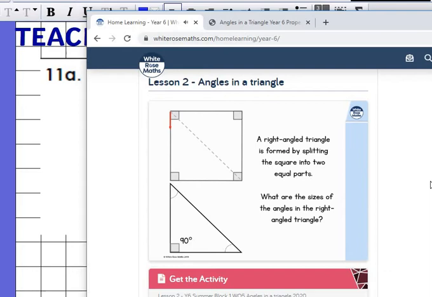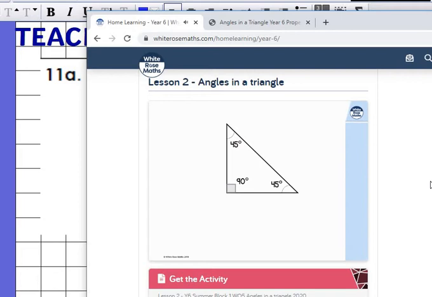I'm going to go back the other way now. I'm going to go half that distance. So if a quarter turn is 90 degrees, half that turn would be what? Well, half of 90 degrees is 45 degrees. And then the other would be 45 degrees as well.